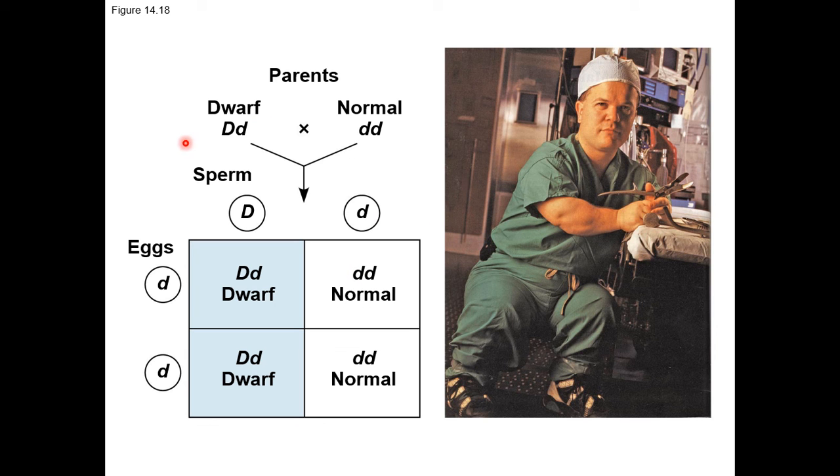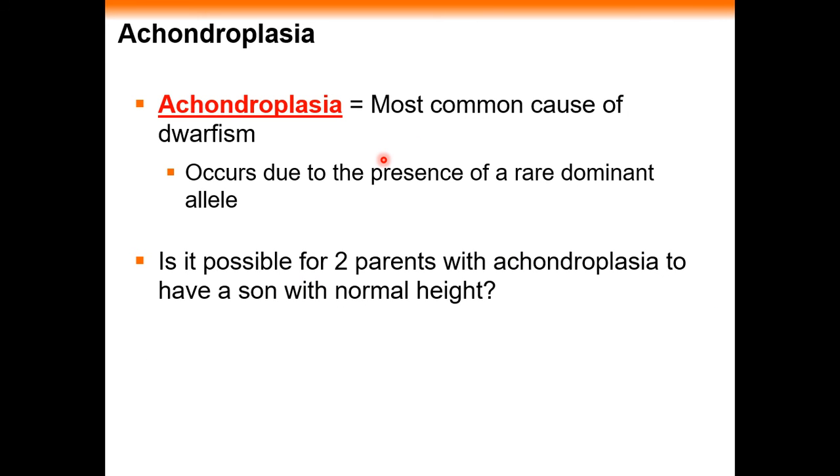And you can do a pedigree to figure out if you have a dwarf with this heterozygous, what's the offspring chance and so forth. So achondroplasia, the most common cause of dwarfism, happens because of one dominant allele. If they have 2, they're still a dwarf. The only way you're not a dwarf, and I'm not a dwarf, is because I have 2 of these recessive traits. I do not have it.